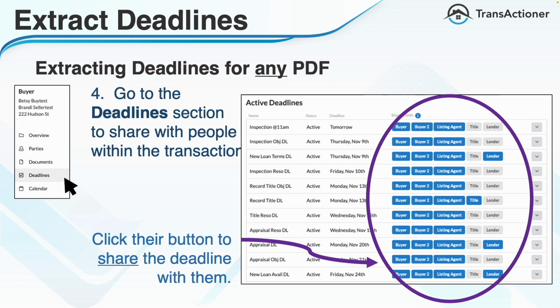Typically, if the other agent is also on TransActioner, they will be extracting the deadlines themselves. But if they are not on TransActioner, the other side, the other agent, then you definitely want to share with them all the deadlines so that they have a working calendar to work from as well, and that they can screenshot it for their clients who are not on TransActioner.